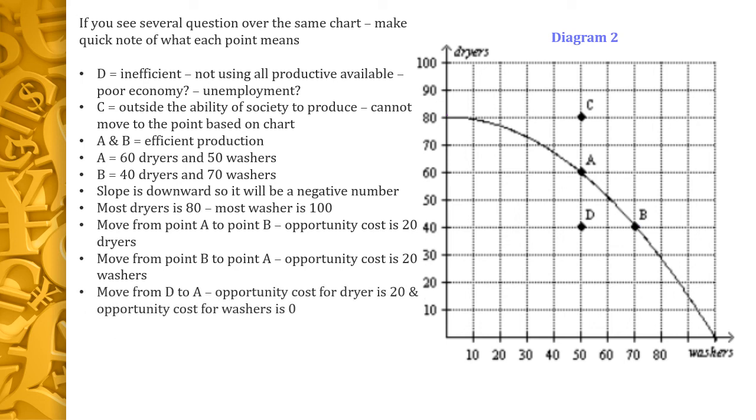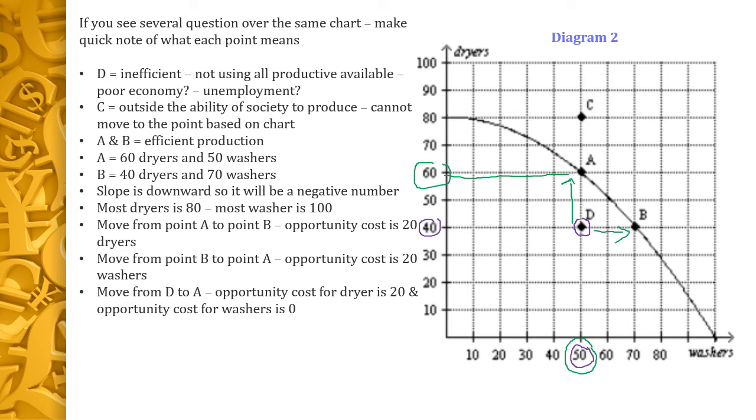If we're talking about moving from D to A, now something has increased because we're inefficient here, and so we've had some sort of an efficiency that's come in, or the economy's picked up, or unemployment's picked up. But here's one of the things to notice about any of these questions. We have to look at where D is. D is on the 50 mark and the 40 mark. So they're making 40 dryers and 50 washers. When we talk about moving from one point to the other, so from D to A, we're not going to be changing washers. It's going to be the same amount. What will change is the amount of dryers. And the same would happen if we're going from D to B.